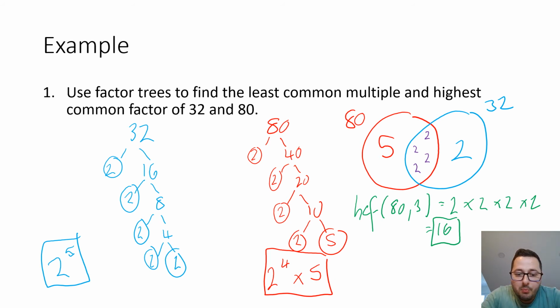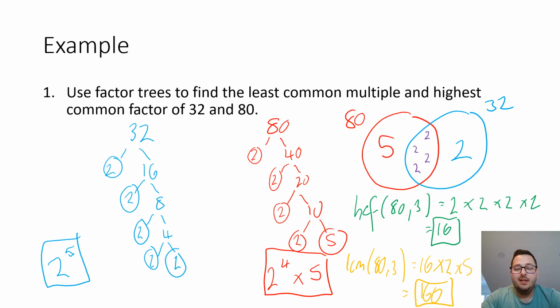And then the least common multiple, let's grab a different colour, the least common multiple of 80 and 32. Now we already know that the middle numbers times together to make 16, so we've got 16 and we want to times by the others, so times 2 times 5. 16 times 2 is 32, and 32 times 5 is 160.